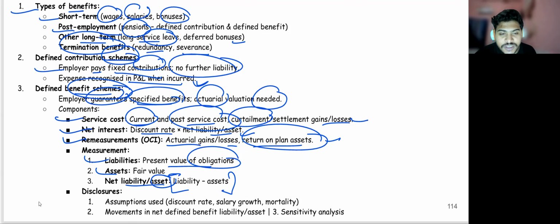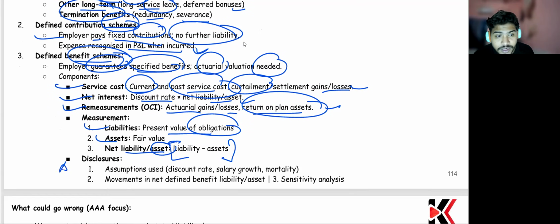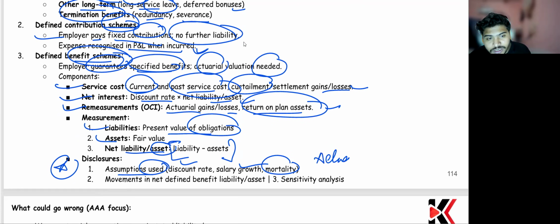What are the disclosures? This is again an important area which should be taken care of in your exam. The assumptions used, such as discount rate, salary growth, and maturity, and your actual calculation. And what the net movement is in the net defined benefit liability and asset. And whether any sensitivity analysis has been done or not. These are the three main disclosures which need to be given. So ultimately, you need to remember the disclosures, and how the measurement should be done.